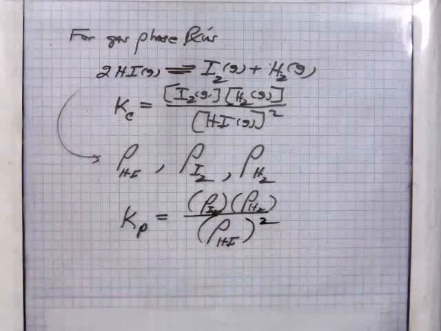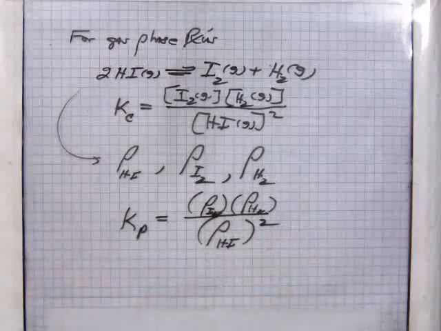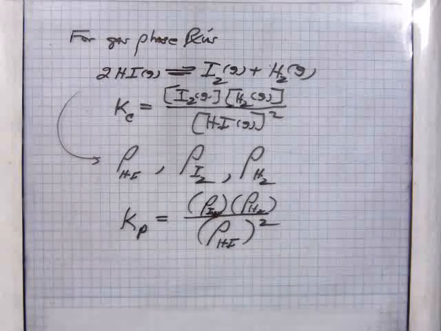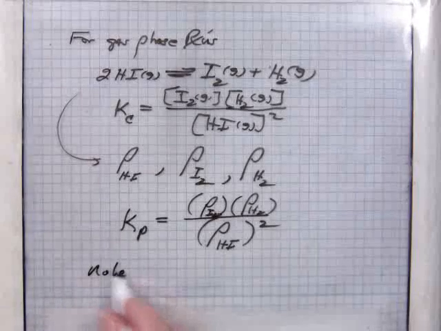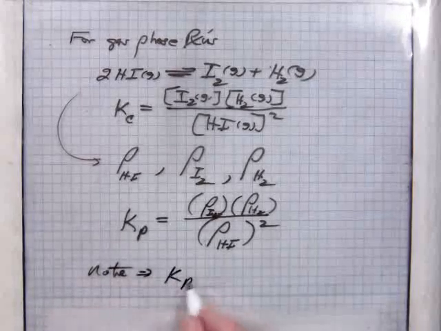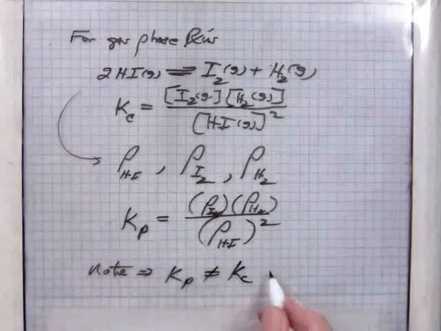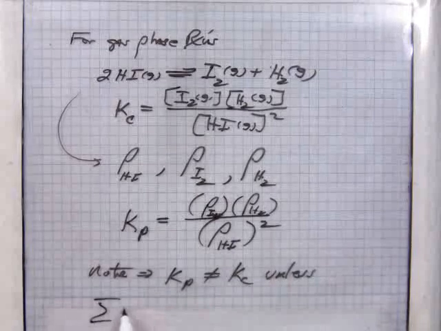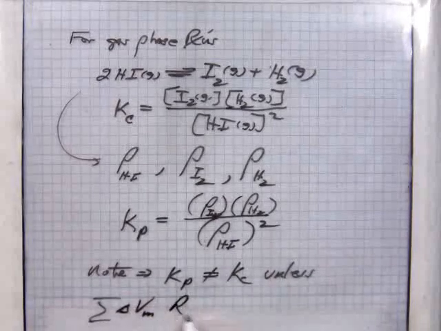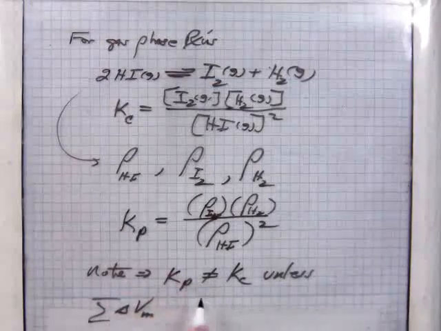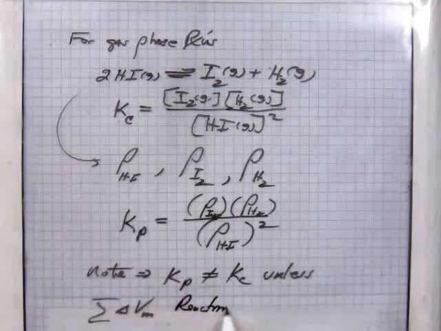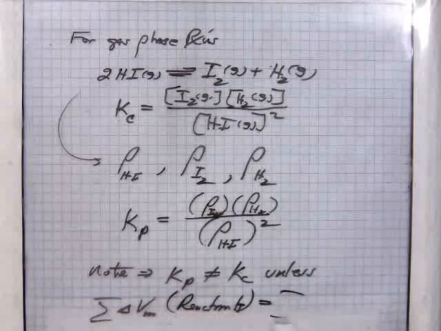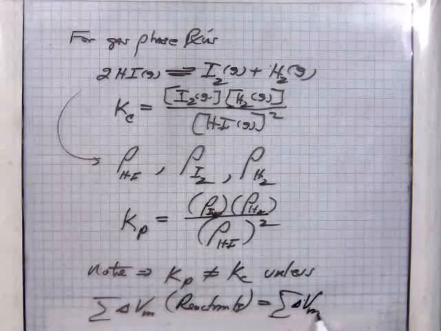Like that. So those would be in millimeters or atmospheres or torrs or whatever your instrument is measuring, and would give you a KP number. Now, note, KP does not equal KC unless the sum of the molar volumes of the reactants equals the sum of the molar volumes of the products.